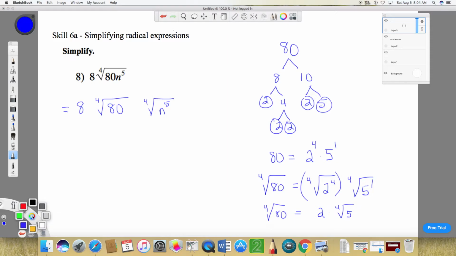So what our scratch work has helped us to do is to recognize how to rewrite this 4th root of 80. So remember, we have this 8 here that's coming along for the ride, and now we're replacing the 4th root of 80 with 2 times the 4th root of 5. Now let's come over and look at this n to the 5th factor and see what we can do with it.